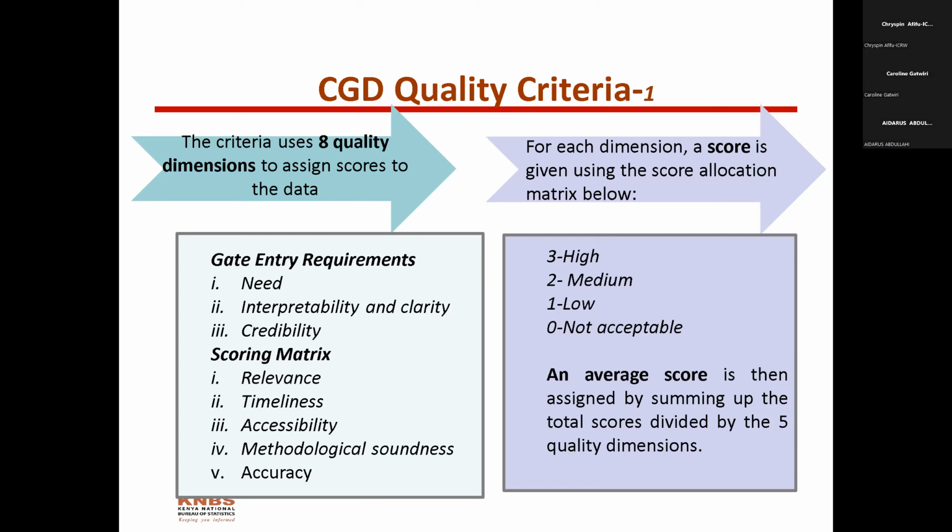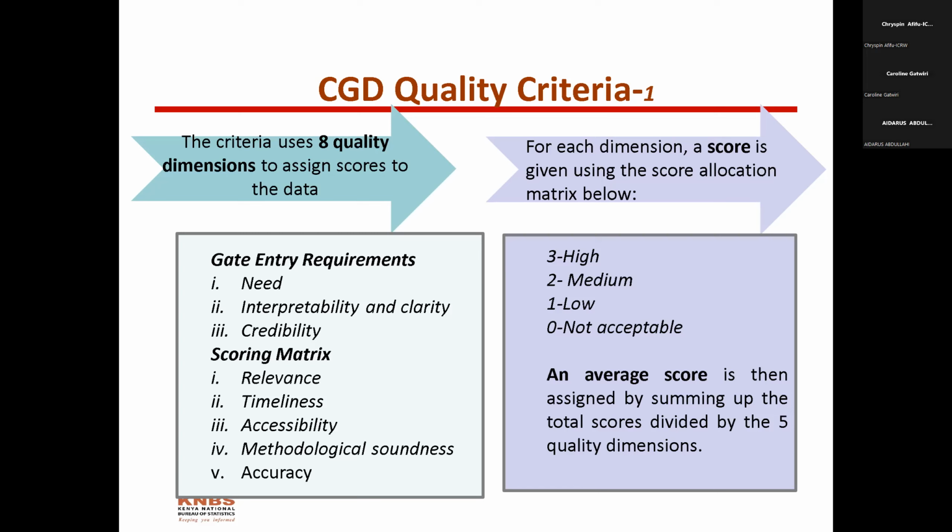And then I look at 3 items under the gate entry dimension requirements. I look at the need. Do I have a need for this data? Do I have a data gap that this data can address? And if it's a yes, I proceed to the next part, which is interpretability and clarity of the data in terms of the design of the data, how the data was analyzed, how the data was collected, and other things. And then the credibility of the data and the institution.